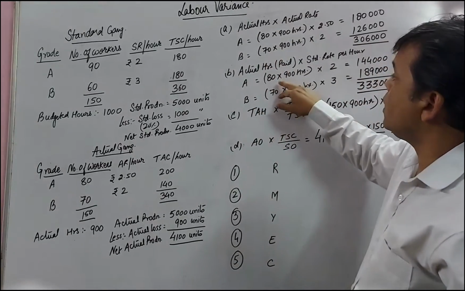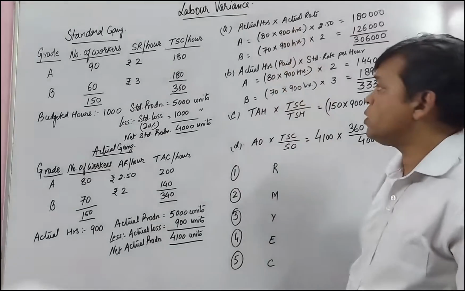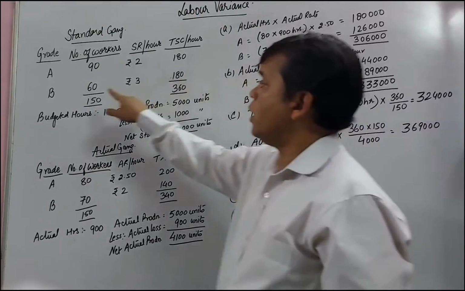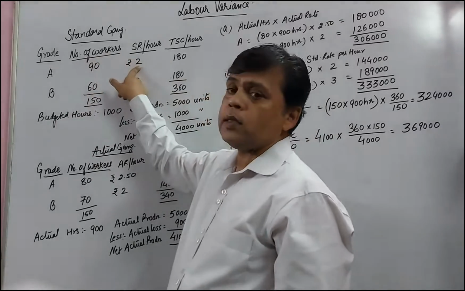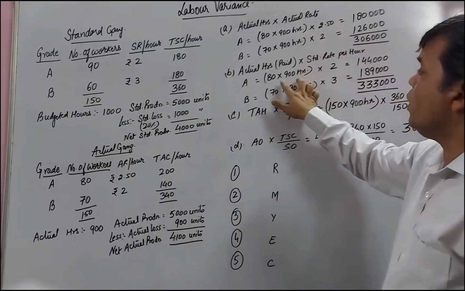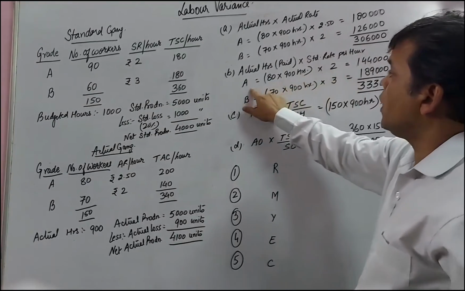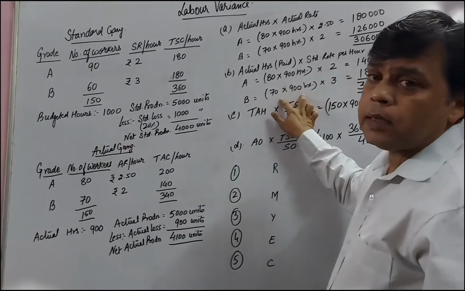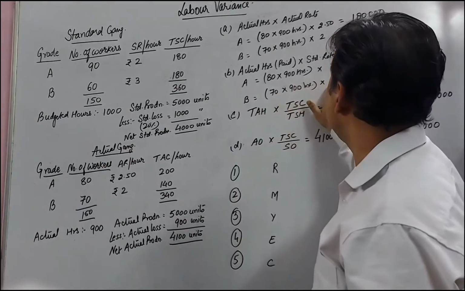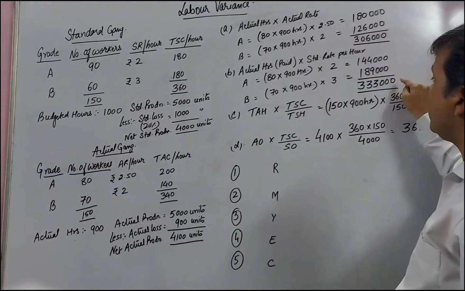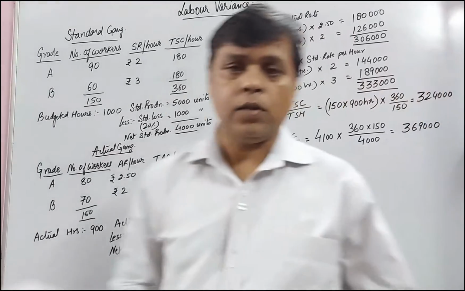We have calculated the actual hours on part B also, multiplied by standard rate per hour. So for grade A worker, the standard rate per hour is 2 rupees, and for grade B it is 3 rupees. If we solve them, for grade A it is 1,44,000, grade B 70 into 900 multiplied by 3 is 1,89,000, and if we add, it's going to give you 3,33,000.